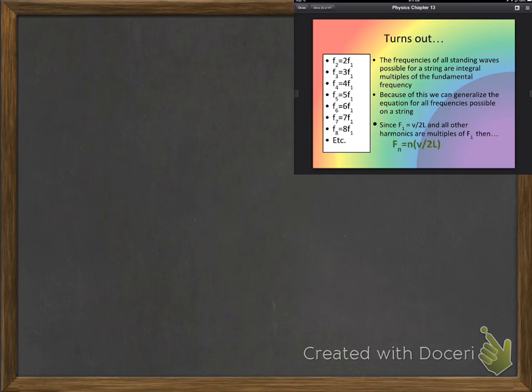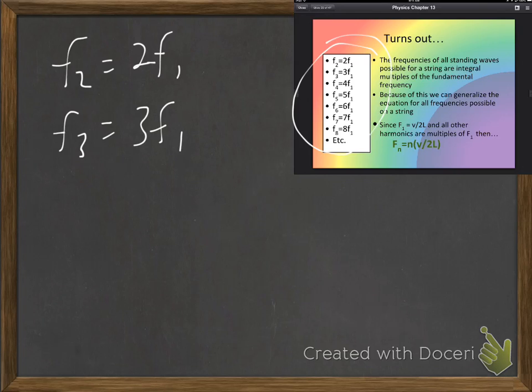Okay, here's the magic trick, and this is in your notes. F2 equals 2 times F1. F3 equals 3 times F1. F4 equals 4 times F1, and we can just keep on going.